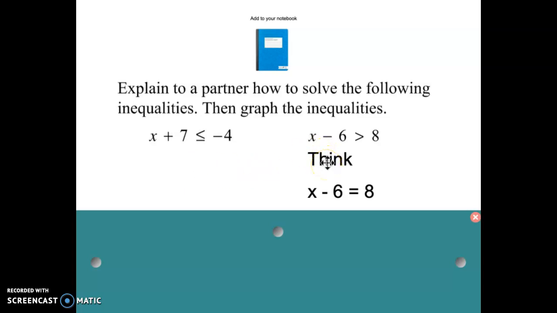Okay, and again over here you're thinking along the lines of that equation, but then you are using this here and you're adding 6 to each side, so x is greater than 14. All right, so that's just a way to think about those, and that's kind of how I would explain that, especially if I knew my person that I was explaining to already understood how to solve equations like you do.